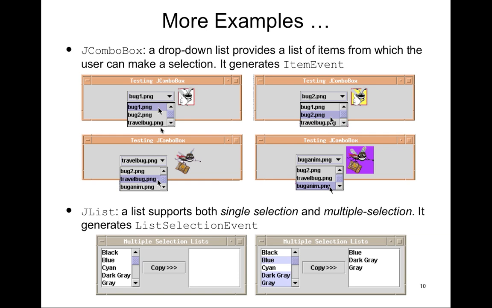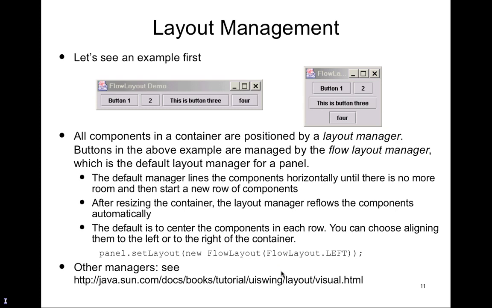The list selected event is kind of similar, but instead of an item, you're on a list. So all of the list components, from JList, multiple selection lists, single selection lists, all those drop down list boxes, are going to trigger different events. Still going to be treated in a very similar fashion.